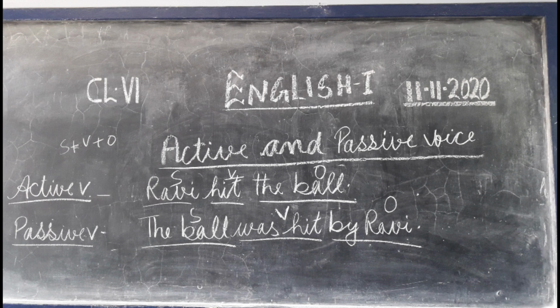The postman delivers our letters. It is active voice. But when you turn it into passive voice: our letters are delivered by the postman. So the verb "delivers" is changed into "are delivered". The "ed" is there.